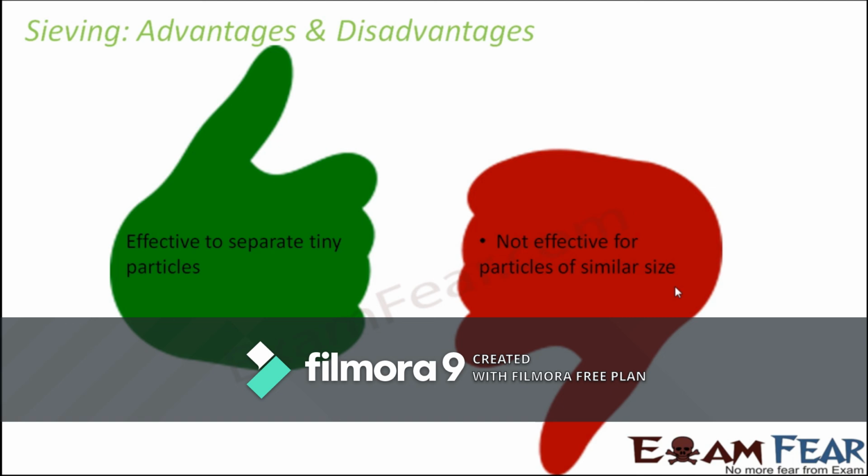But when it comes to the disadvantages of sieving, it is not very effective for particles of similar size. Since it distinguishes the two particles only based upon their size, if flour contains an impurity which is exactly the size of a particle of the flour, the sieve will not be of any use, because it will allow that particle to pass through it. So sieving will not help. That is why it is not effective for particles of similar size. If particles are of similar size, then you will have to find some other technique.